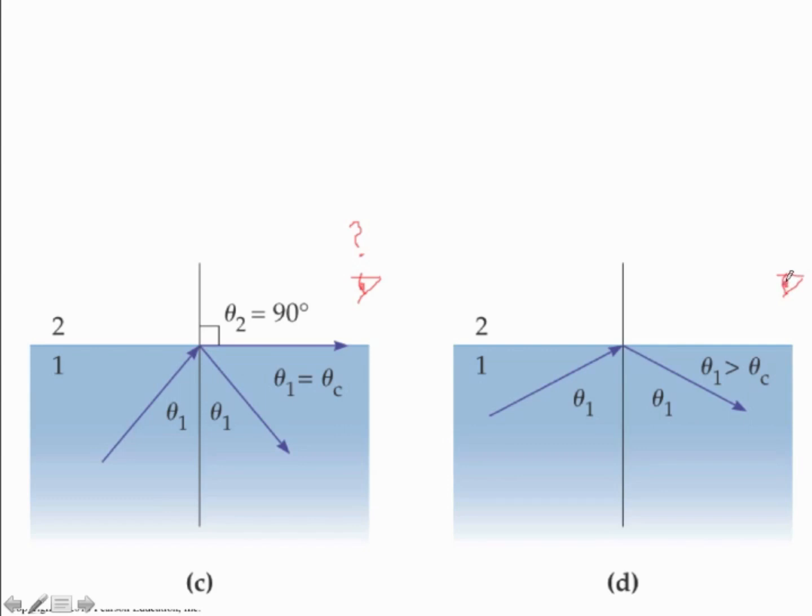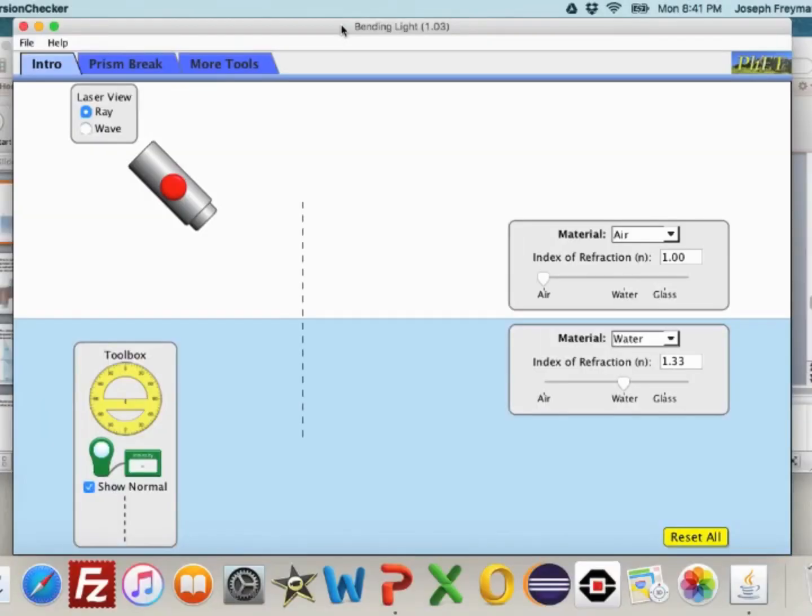Now, of course, if he were to change his angle of sight and look directly above the object, he'd see it. But if he's trying to look at the object from this angle, he's never going to see it. It will be completely invisible because none of the light from the object will refract out of the water.